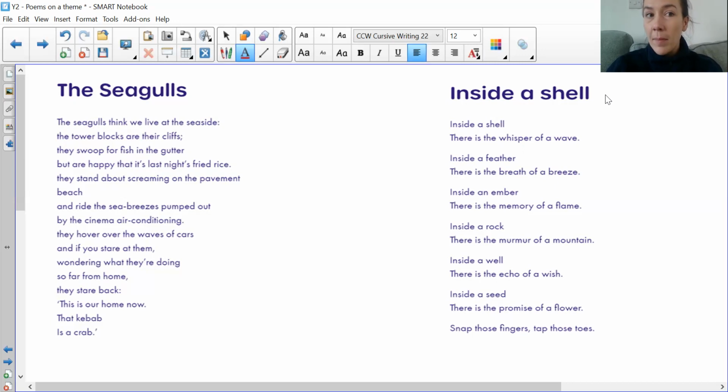So I think that one's all about how seagulls are scavengers, aren't they? They'll pinch your chips, they'll pinch any food they can find. So that's the general gist of that poem.